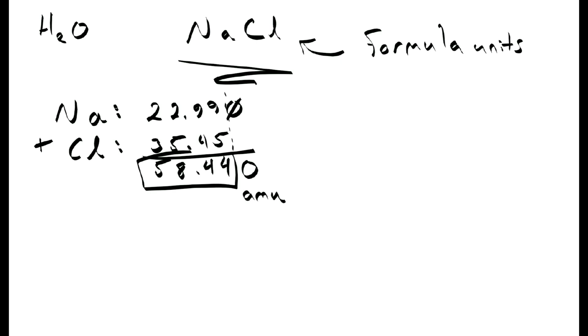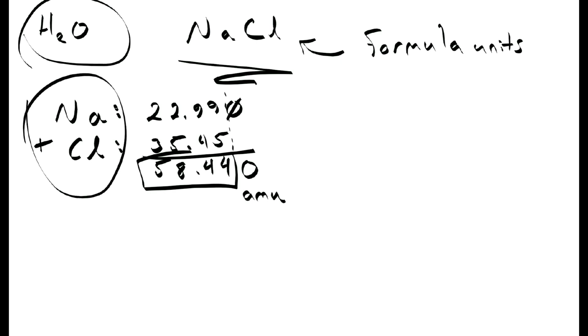It's really, really easy to come up with. You just go to the periodic table, find the atomic mass, and add the atoms together. It works perfectly well for water, and it works just as well, even though it's sort of a cheat. It's kind of a cheat, but it works perfectly for ionic compounds just as well.